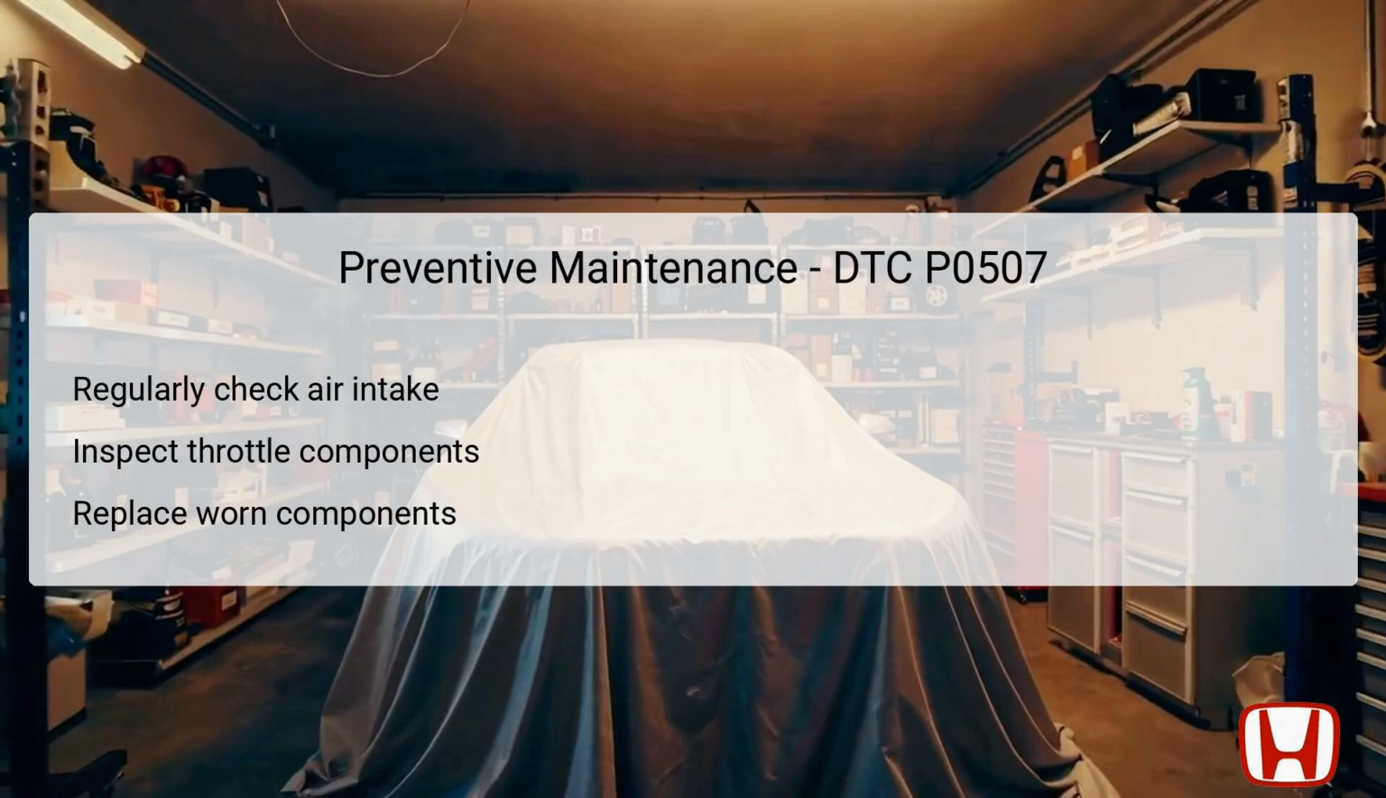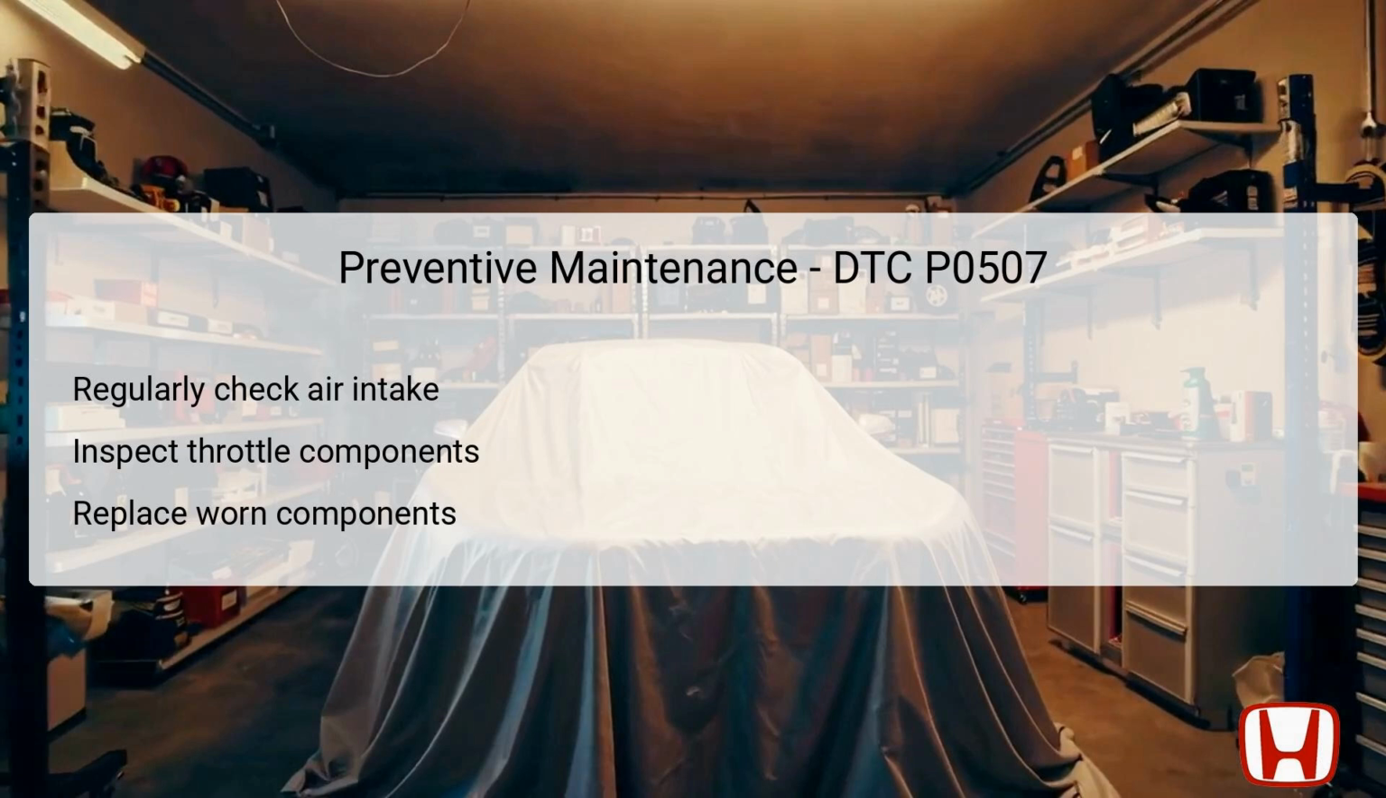To prevent the recurrence of issues leading to DTC P0507, it's essential to conduct regular preventive maintenance on the idle control system. Begin with routine inspections of the air intake system to ensure that all components, including hoses, gaskets, and junctions, are intact and free of leaks. Regularly check throttle components for wear, as these parts are vital for effective air regulation.